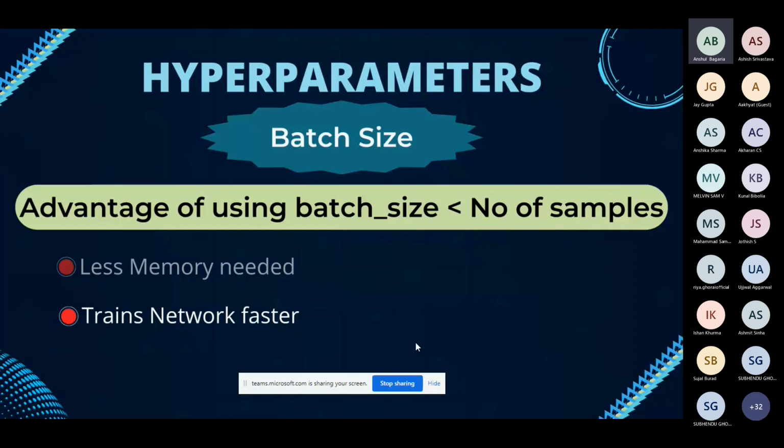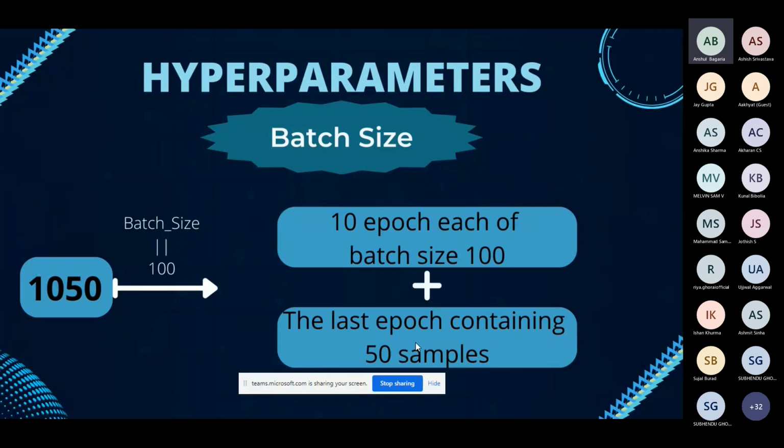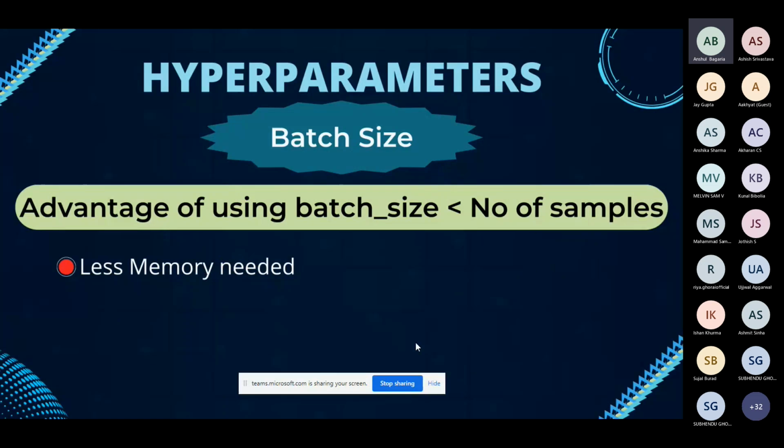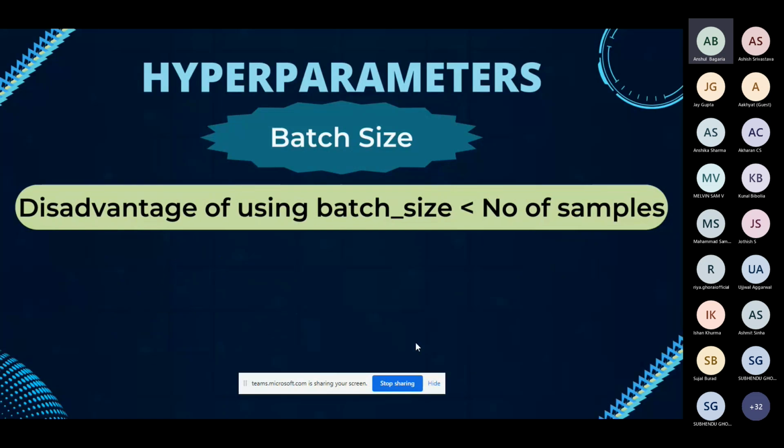Here in our example that we have taken, we have divided into 11 epochs. So basically we are training the network 11 times, so it is able to update better and give better results. Now, what are the disadvantages of using a batch size less than the number of samples? The accuracy also decreases, because the smaller the batch size, the lesser the accuracy.